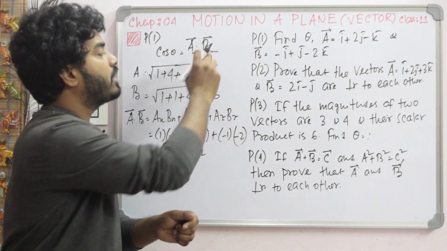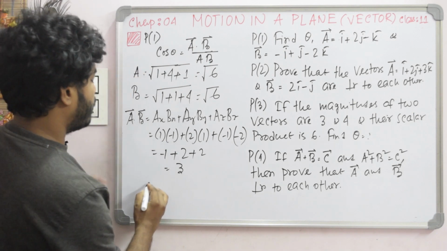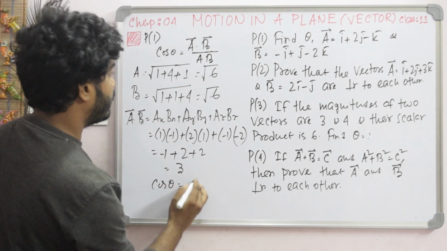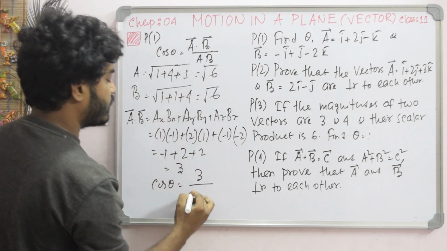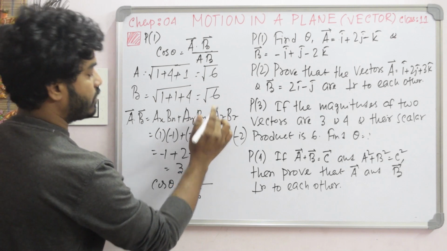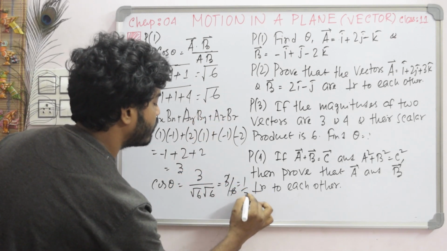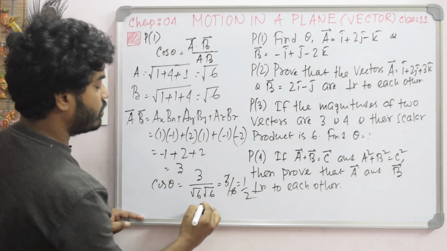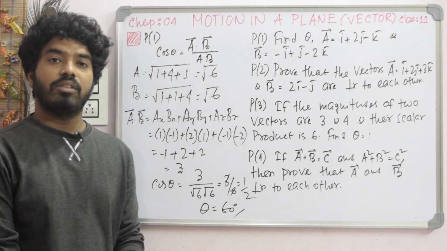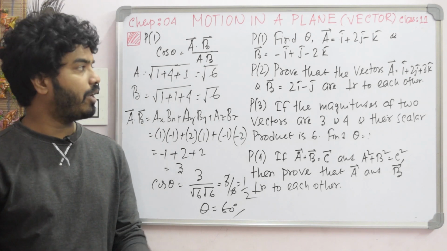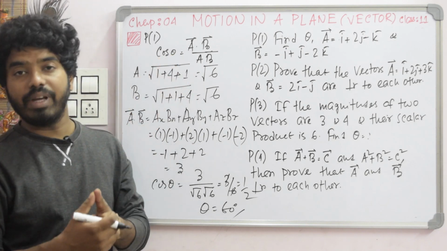Now with the help of this equation you can easily find the value of theta. Therefore cos theta is a dot b, that is 3, divided by a, root 6, and b, root 6. So this is 3 by 6, that is half. Cos theta is half, so theta must be 60 degrees because cos 60 is half. So this is problem 1. In this way we can easily find the angle between two vectors.